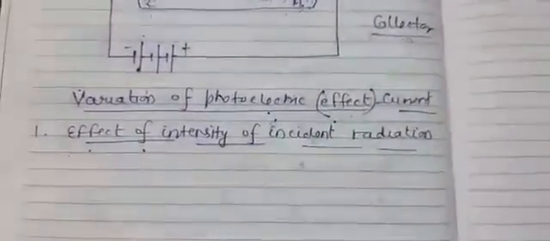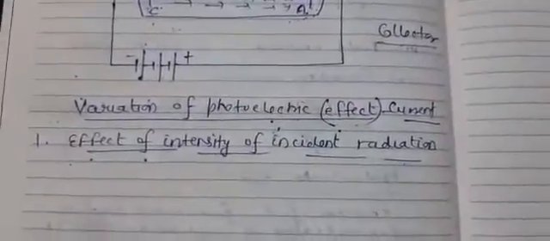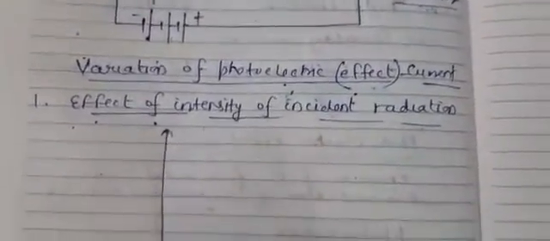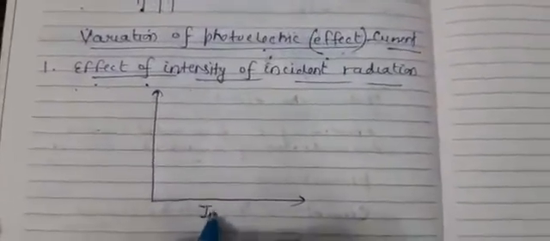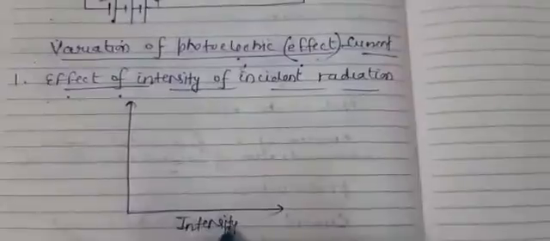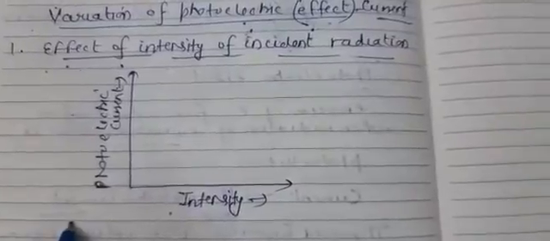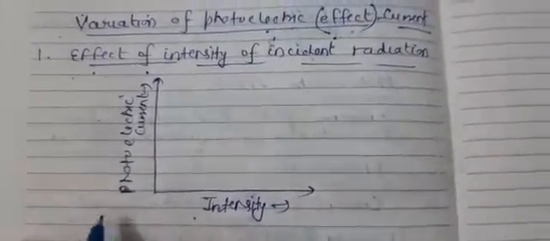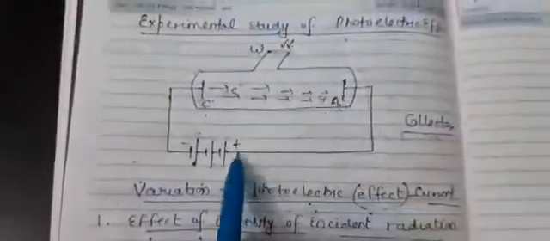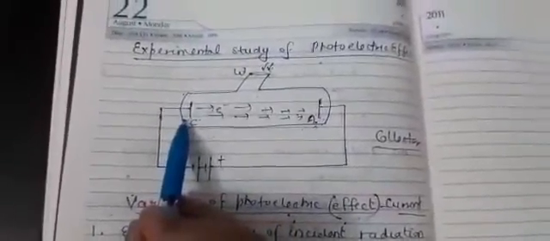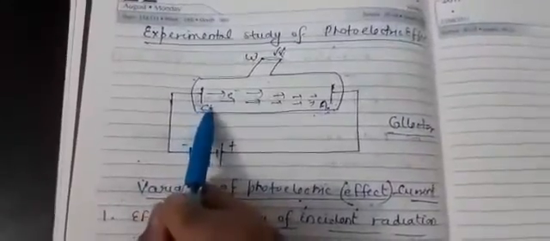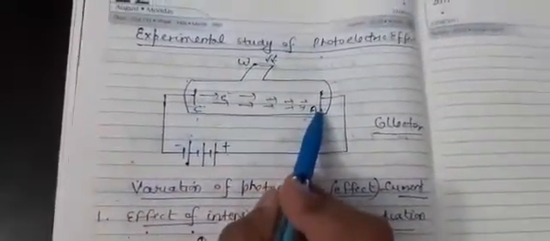Rather than effect, here we will write variation of photoelectric current, because the photoelectric effect leads to flow of current. So first of all, here is the intensity. Now, as we have plotted the graph between intensity and photoelectric current, for this we maintain the collector at positive potential with respect to the emitter, so that electrons emitted from this emitter are accelerated toward this collector plate.